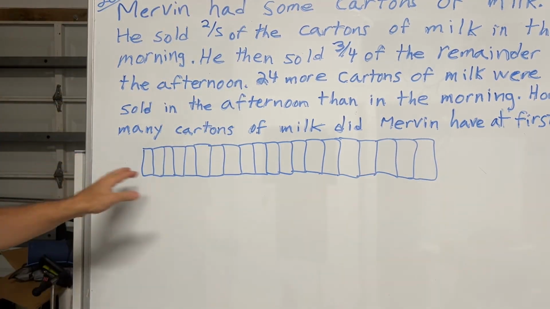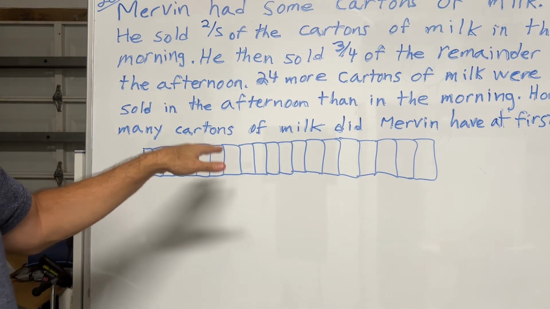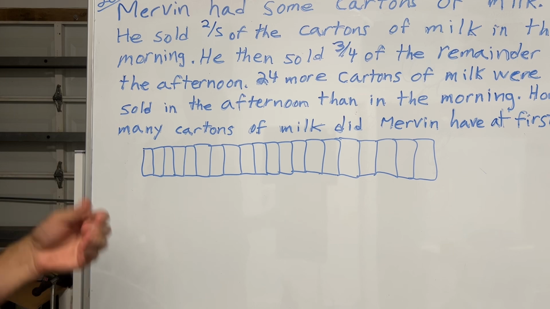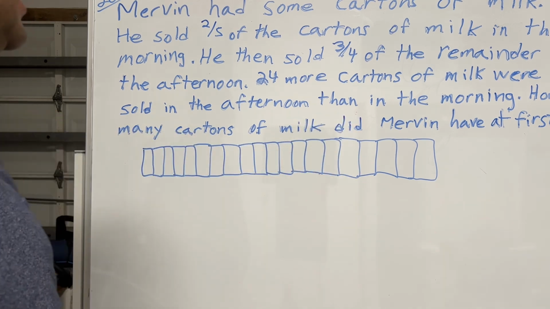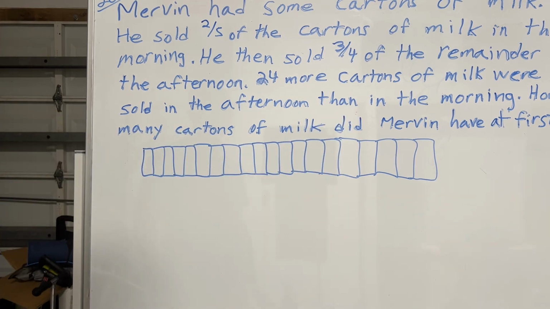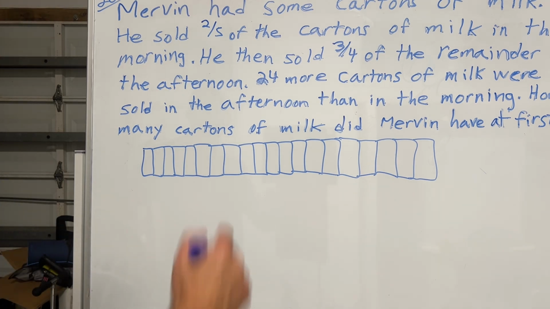Now, this is the number of cartons. Now remember, each box is not a carton. Each box is a unit of cartons. Could be 1, could be 2, could be 5, we don't know. But we know that we need to break our total number of cartons down into 20 segments.